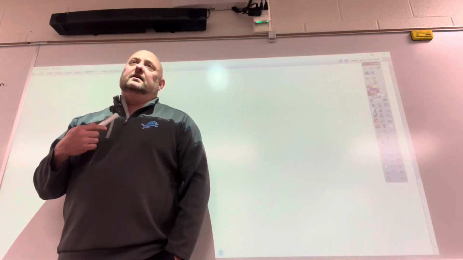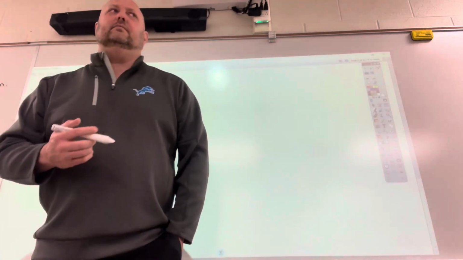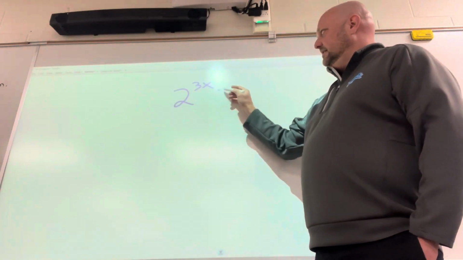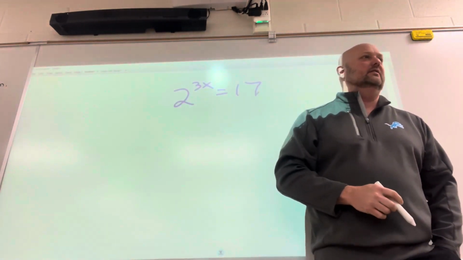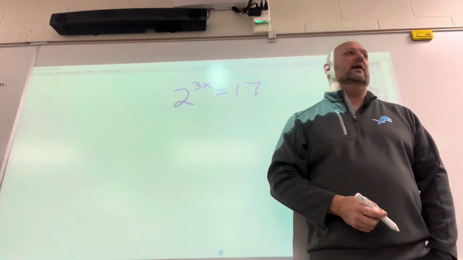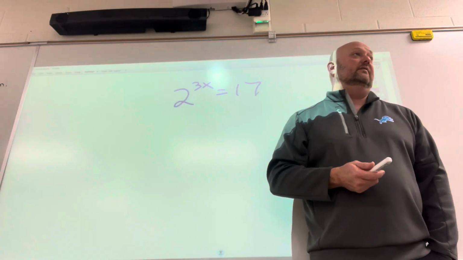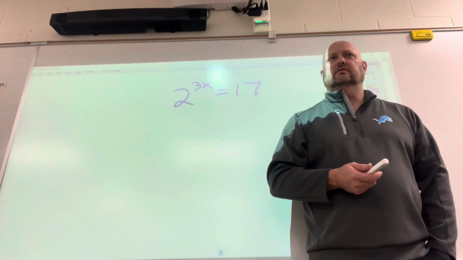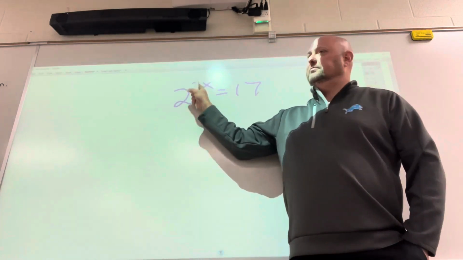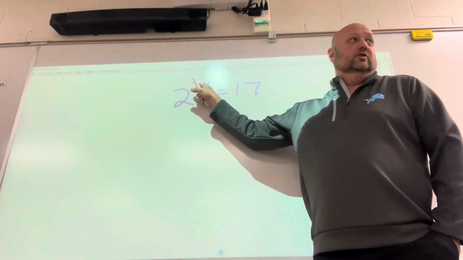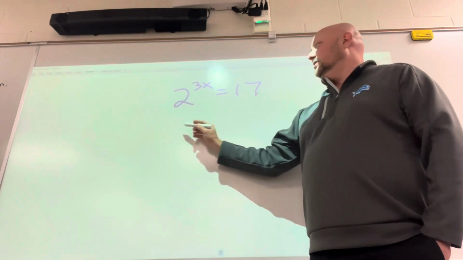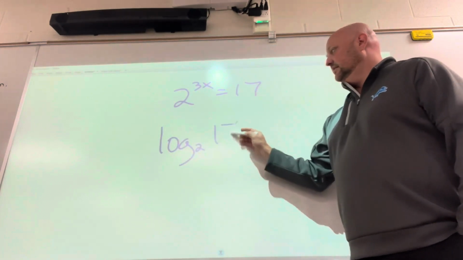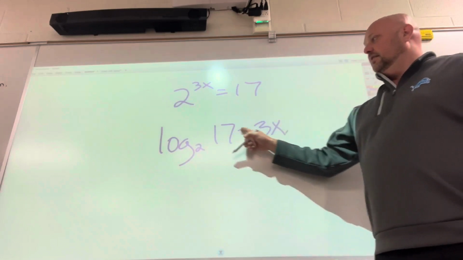So the things that we've covered this year that I'm expecting you to be able to do. If you see something like this, that could be a very basic question that everybody in here should know how to solve. Well, if you have an x in the exponent, how do you solve these? Flip it. Into a fraction? No. Log notation. If your unknown is in the exponent, use logs. Put this in log notation, and it would be log base 2 of 17 equals 3x. This you should know how to solve.